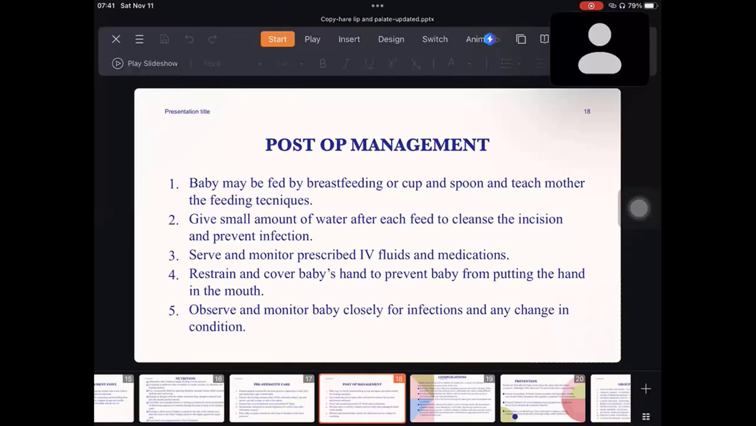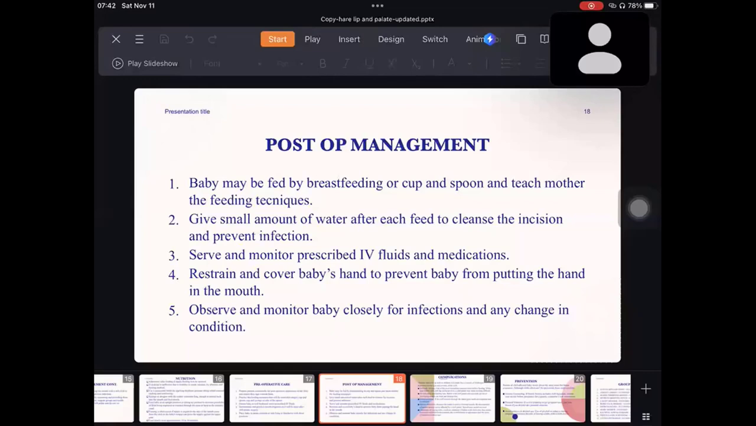So after surgery, the neonate is fed by breastfeeding or cup and spoon, and we teach the mother the feeding technique. And we give small amounts of water after each feed to cleanse the incision and to prevent infection. Now the palate is closed, so the baby is learning how to suck and how to feed. The wound will not be bandaged, the wound is open. So we make sure that we clean the incision, and that no breast milk gets into the wound, which will harbor infection.